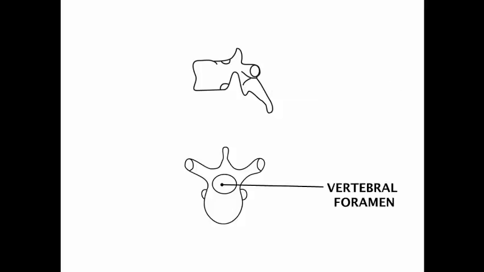The final structure that we see on all typical vertebrae is the vertebral foramen, which you can see is bordered by the vertebral body anteriorly, and then laterally and posteriorly it's surrounded by the pedicles on the left and the right, and the laminae posteriorly that form the vertebral arch. And this vertebral foramen surrounds and protects the spinal cord.